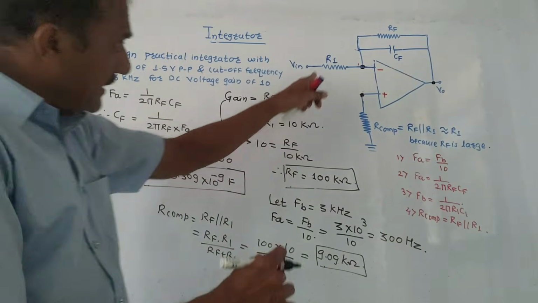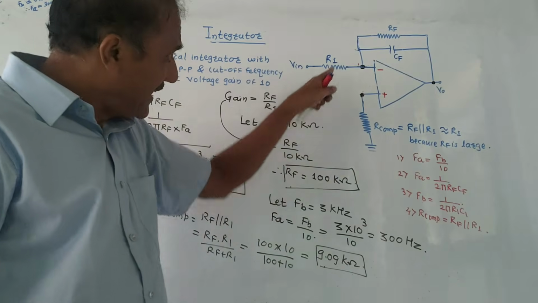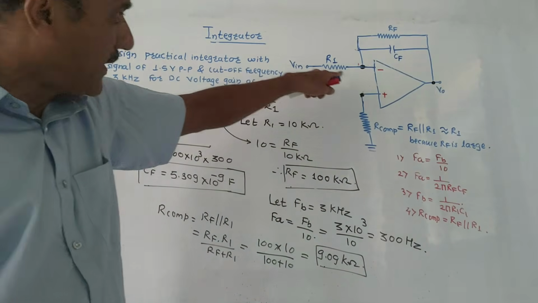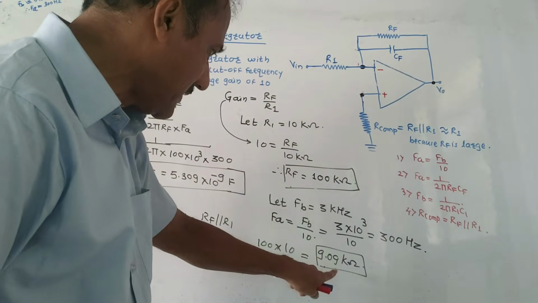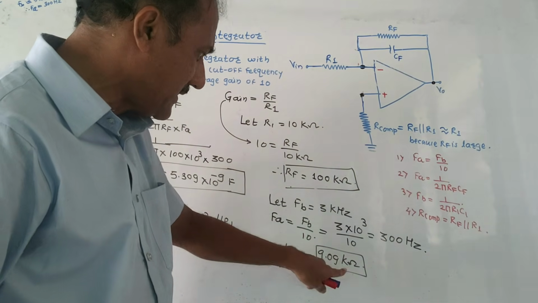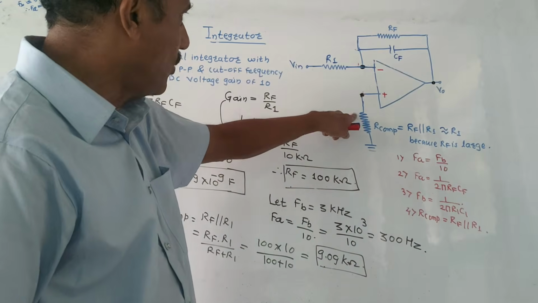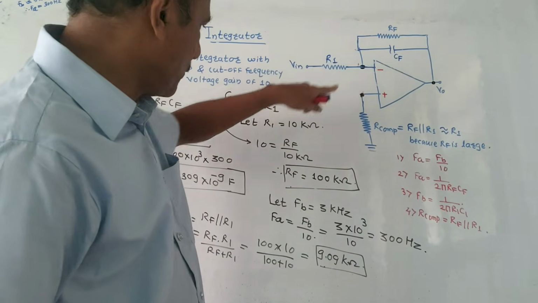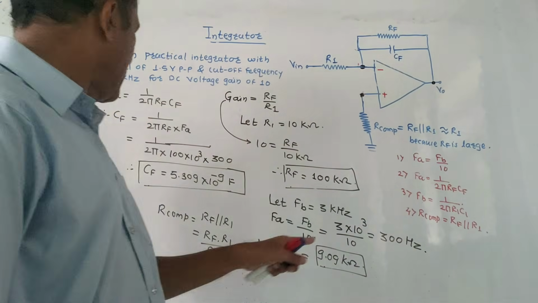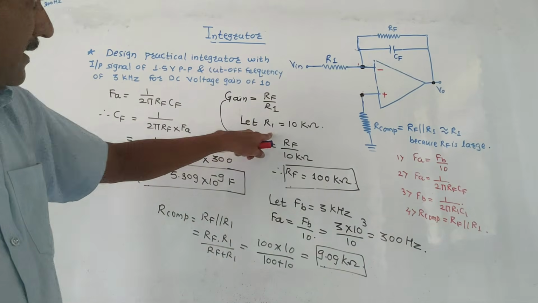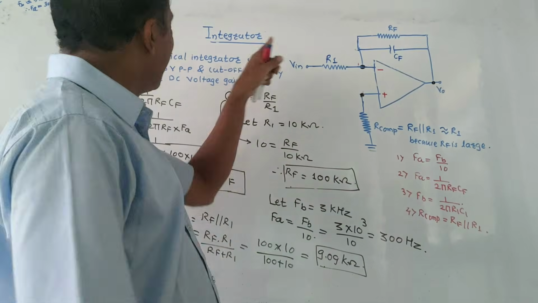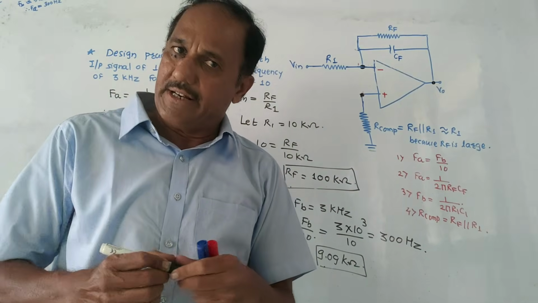Now the final step is, this diagram I have kept as it is, and the calculated values have to be written in the diagram. You need to draw the diagram in the exam. Instead of R compensation you will show the resistance 9.09 kilo ohm. You have to put the values of RF and CF. RF is 100 kilo ohm, CF is 5.309 nanofarad, R1 is 10 kilo ohm. So that is the designing of the practical integrator.